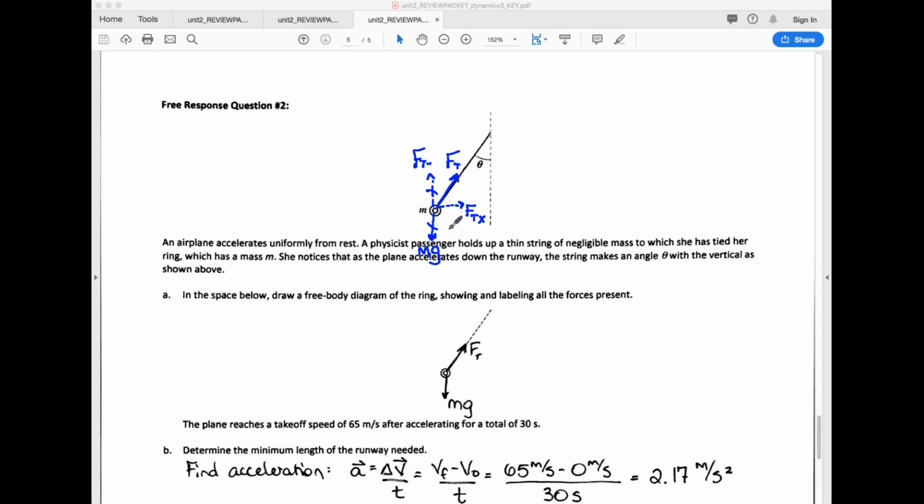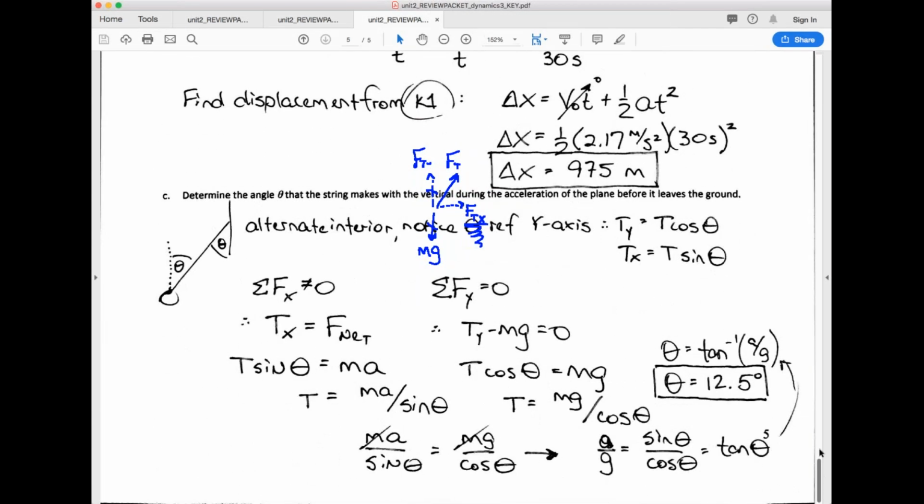So the ring is not accelerated up or down, but it's the x component of the tension that accelerates the ring with everyone else in the plane. So we can kind of see what's going on here in the free body diagram. The sum of the forces is not 0. The x component is equal to the net force. And as we saw in the free body diagram, the y component minus the weight is equal to 0. So we get these two simultaneous dynamics equations.